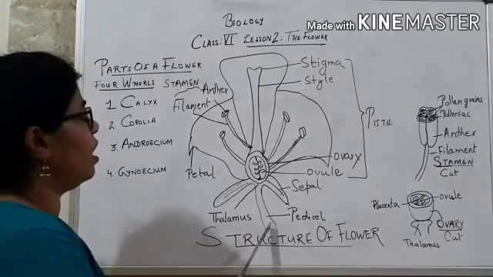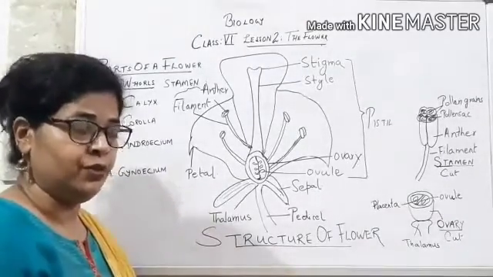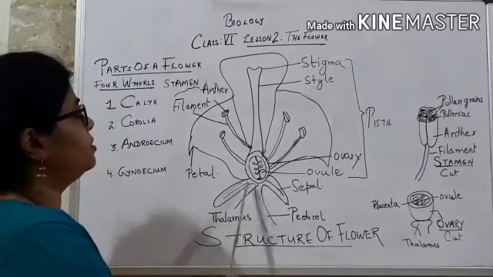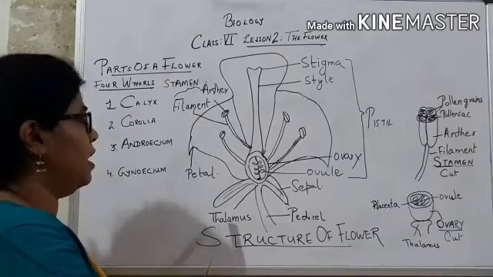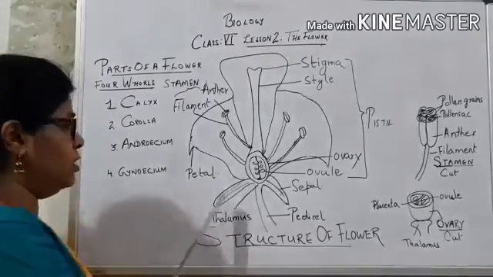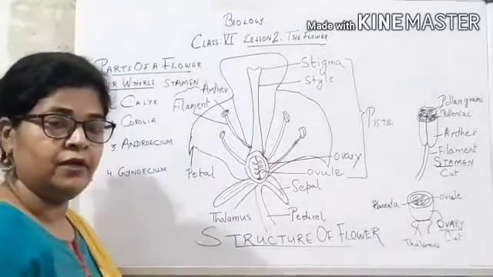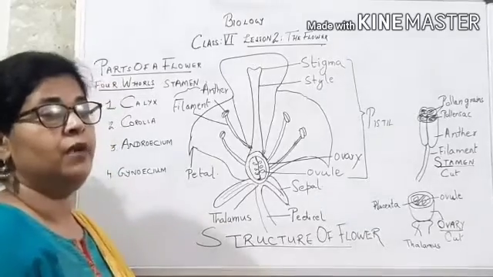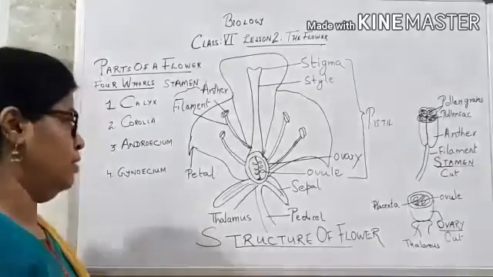The stalk of the flower is called the pedicel. Remember that? The stalk of the leaf is petiole. The stalk of the flower is pedicel. On the pedicel is a platform-like structure in which these 4 whorls are attached. That platform is called the thalamus. On the thalamus is the first whorl, calyx, sepals. It helps to protect the flower in the bud stage and may carry out photosynthesis for the floral bud.